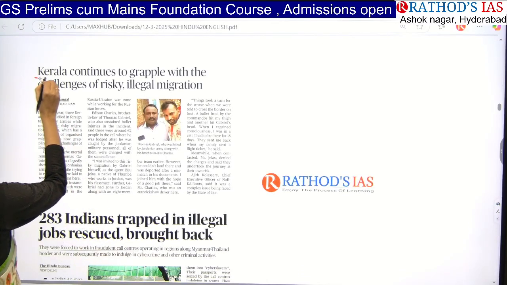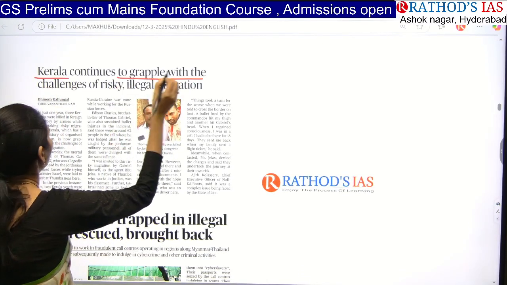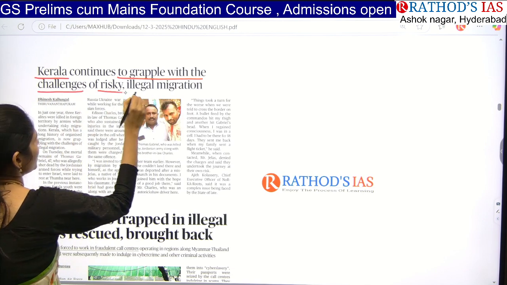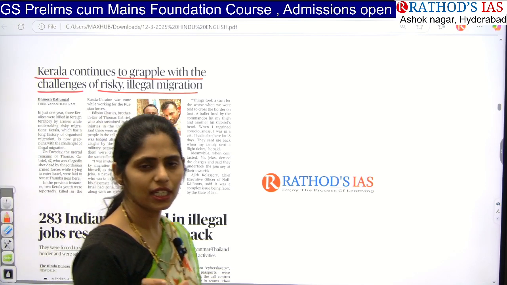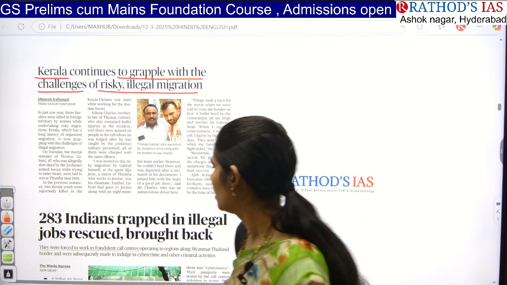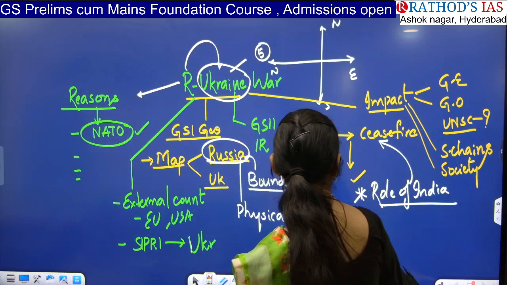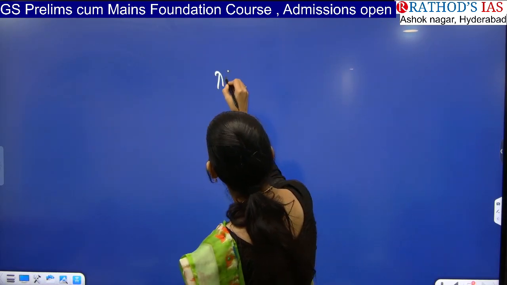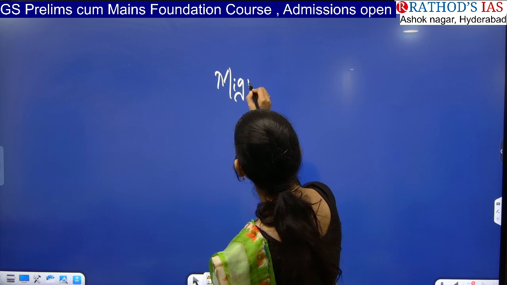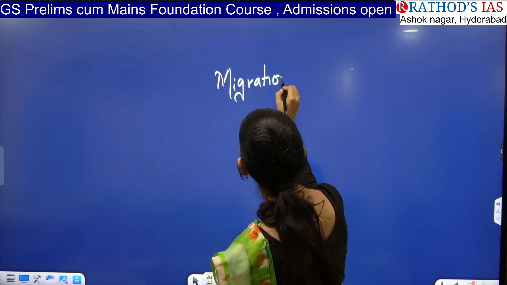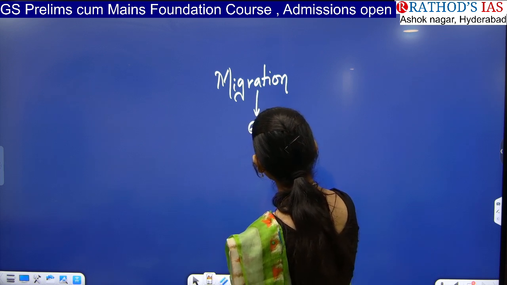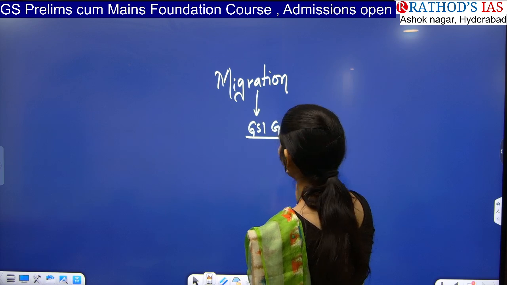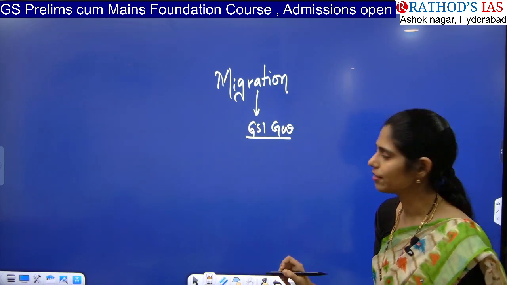The title says Kerala continues to grapple with the challenges of risky illegal migration. So what is the keyword here? The keyword is migration. So let me write that keyword here. Keyword is migration. So in which subject will you be reading this migration? From GS Paper 1 under Geography, you will be studying about this migration. It is part of your economic geography.